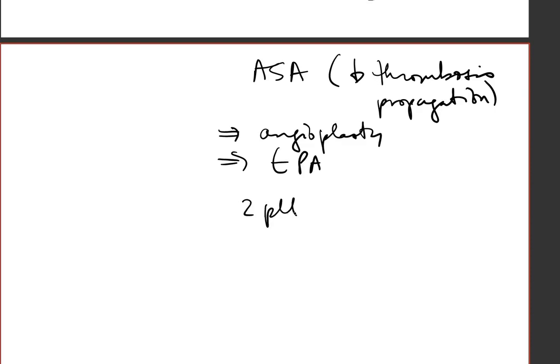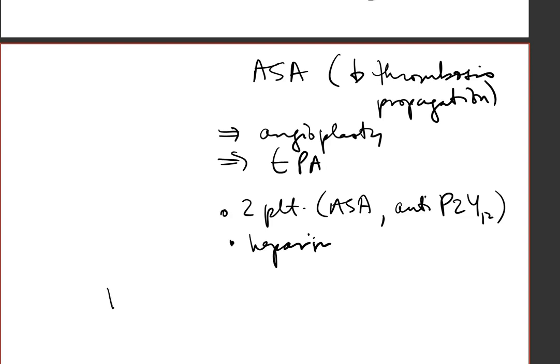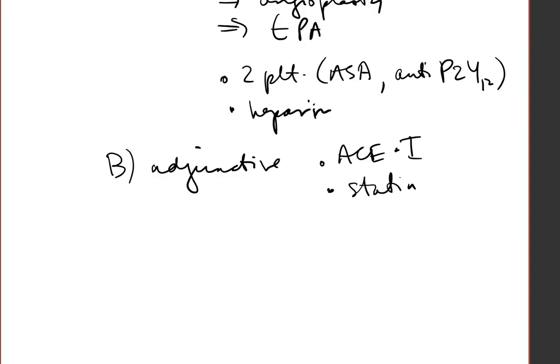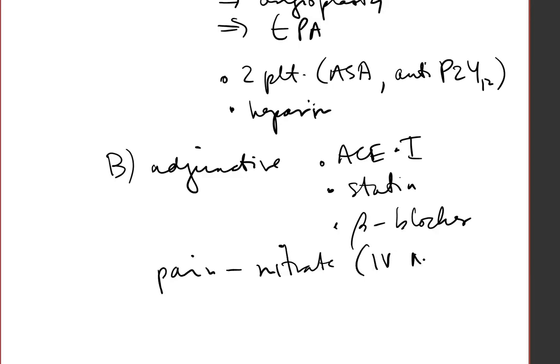There's going to be 2 platelet drugs. So after aspirin, the second one is typically going to be an anti-P2Y12, such as clopidogrel. As well, you're going to use heparin to prevent factor clotting. And then we're going to go to the adjunctive drugs, all of which have been shown to help, which are going to include our ACE inhibitors, statins for reasons that go beyond lipid management, and beta blockers for the sympathetic stimulation. And generally speaking, for the pain, one is going to be using nitrates, such as IV nitroglycerin.